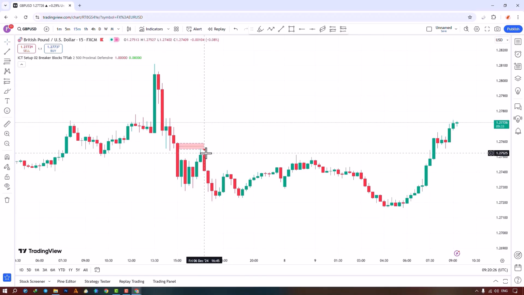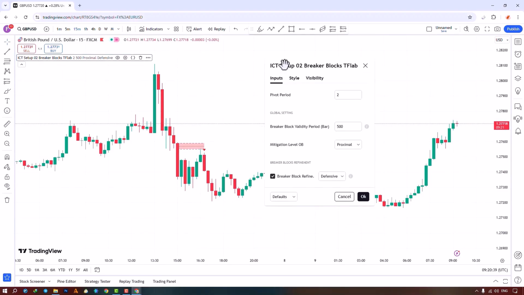In the settings section, under the input section, there are options available for us. In the first part, you can specify the pivot period, which is used to identify order blocks and burger blocks. The higher this number, the longer term trends it identifies, and the lower this number, the shorter term trends it identifies.